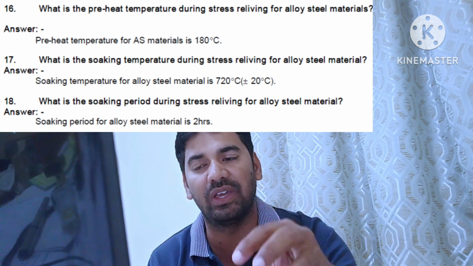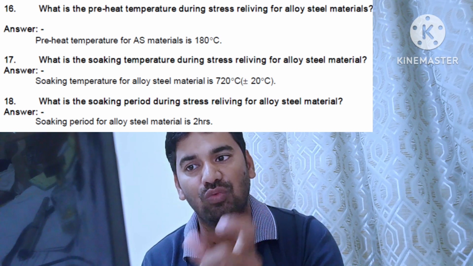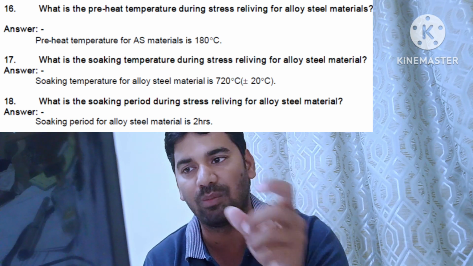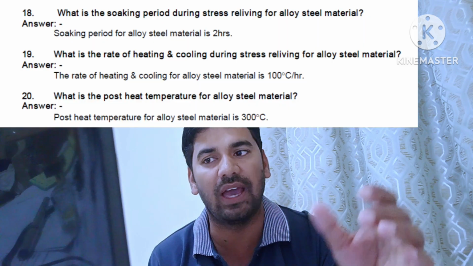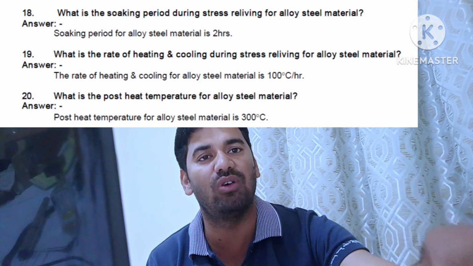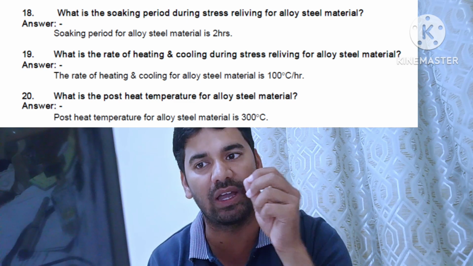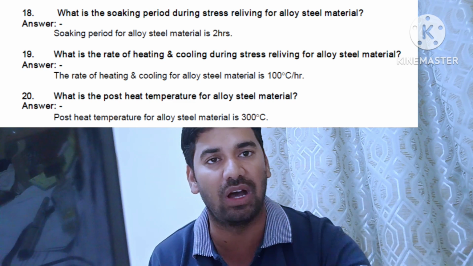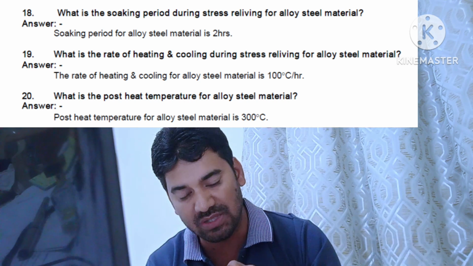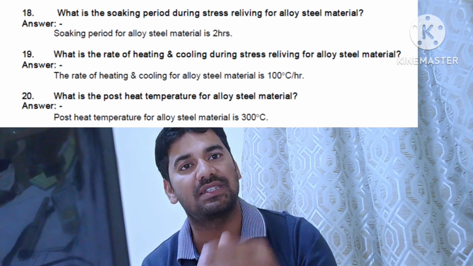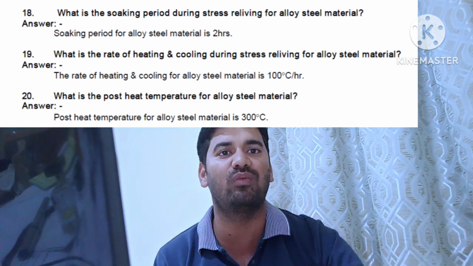What is the soaking period during stress relieving of alloy steel? It is 2 hours. In CS the soaking period is 1 hour, but in alloy steel it is 2 hours. What is the rate of heating and cooling during stress relieving of alloy steel material? It is 100 degrees Celsius per hour, compared with CS at 150 degrees Celsius per hour. This means you reach 700 in about 7 hours, then 2 hours for the soaking period, and then going down again for 7 hours to 0.